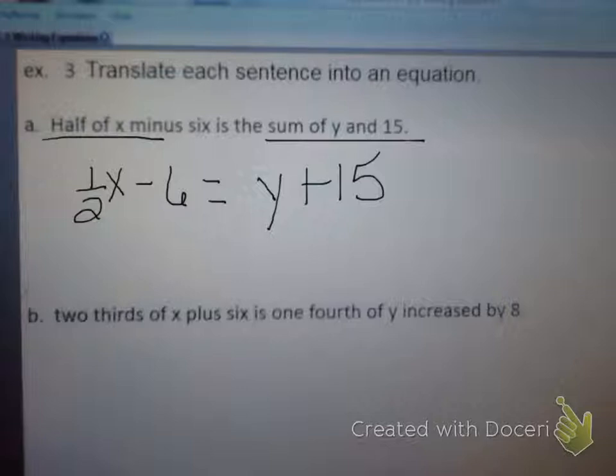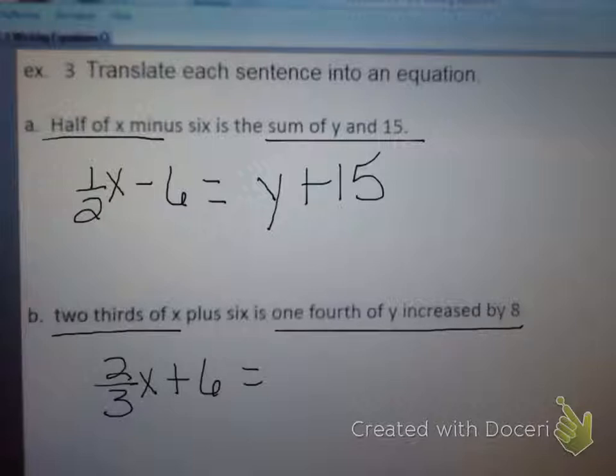Example B, 2/3 of x plus 6 is 1/4 of y increased by 8. 2/3 of x. It's 2/3 x. Now, again, when you have a fraction, don't slant your fractions. Write it, center the x. Plus 6 is 1/4 of y increased by 8. So 1/4 of means to multiply. 1/4 of y increased by 8.